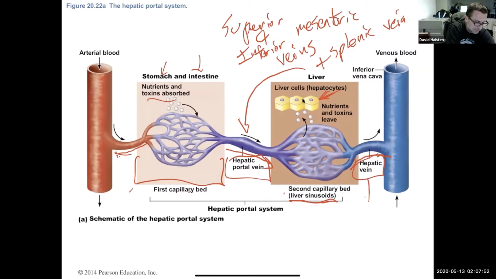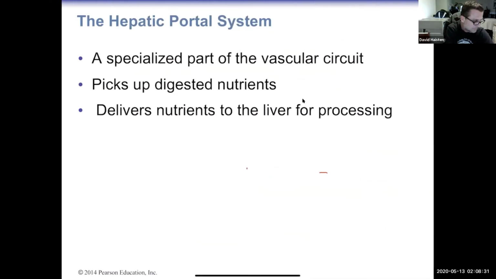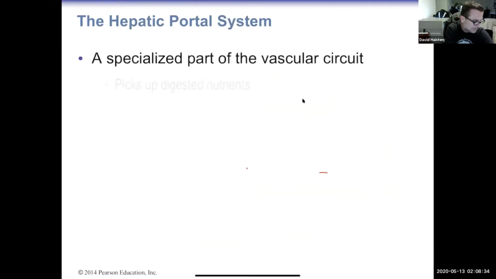Hepatic veins drain the liver. Hepatic portal vein feeds the liver. Well, actually it doesn't. The hepatic portal vein gives the liver whatever it is you absorbed. The liver itself has hepatic arteries. The hepatic arteries are what feed the liver itself. It needs arterial blood. What feeds the liver is hepatic arteries. So that's the hepatic portal system.